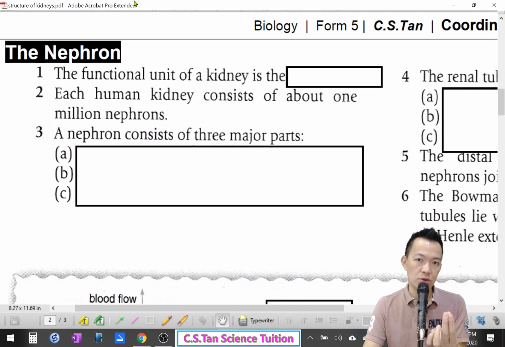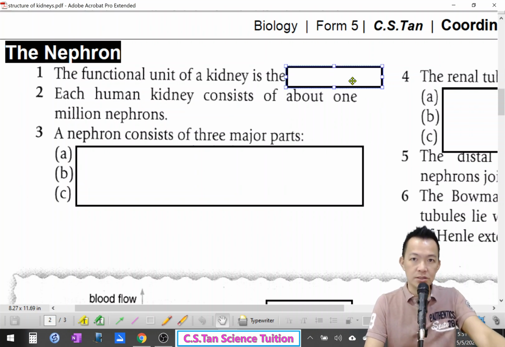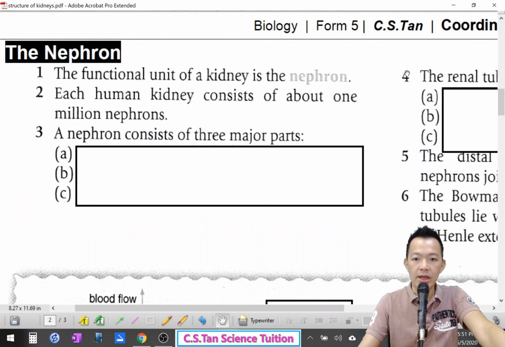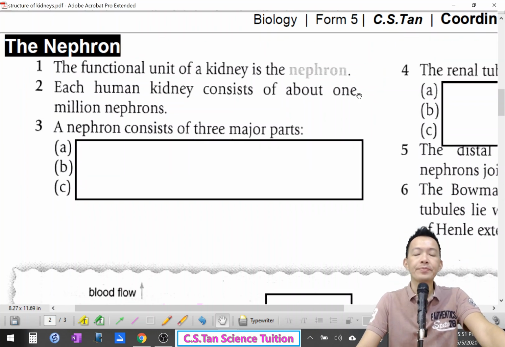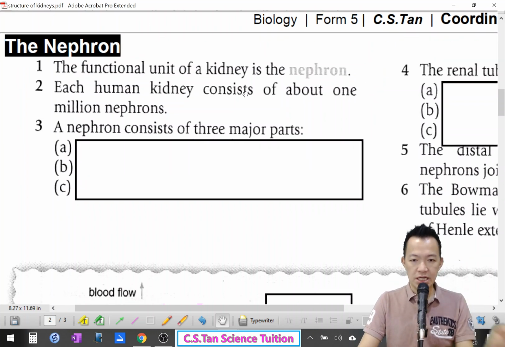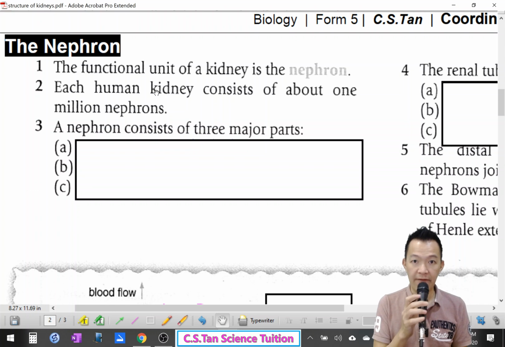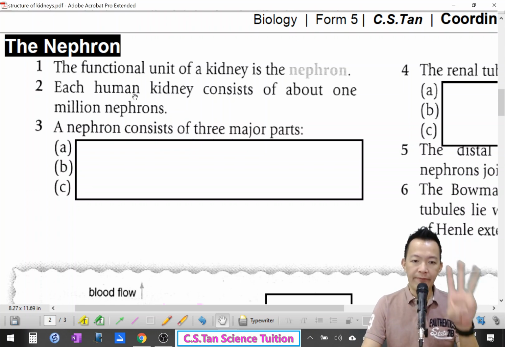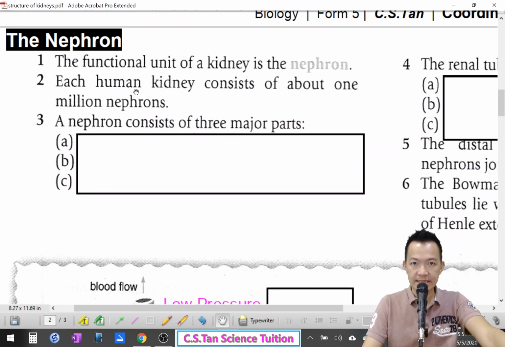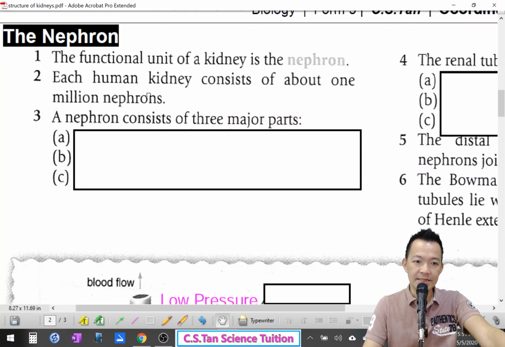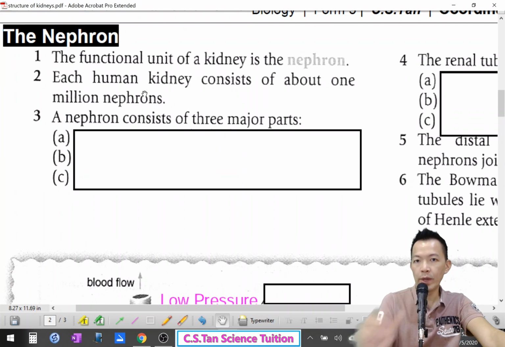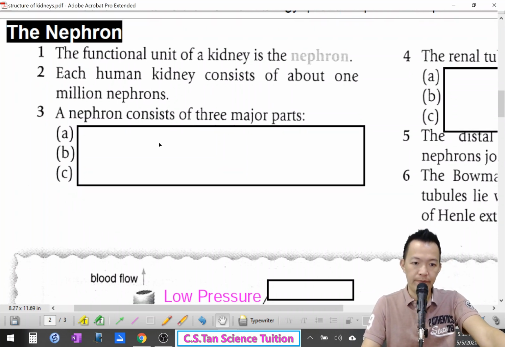So inside the kidney, who is making the function actually? It's called nephrons. 真正在做工的人就叫肾单位 nephron. Okay. And each human kidney consists of about 1 million nephrons. 我们的肾里面呢，大概有100万个 nephrons. Okay. And nephrons consist of 3 major parts. 肾单位 actually can be separated into 3 parts. Okay, 每一个肾单位小小的单位 can be separated into 3 parts.